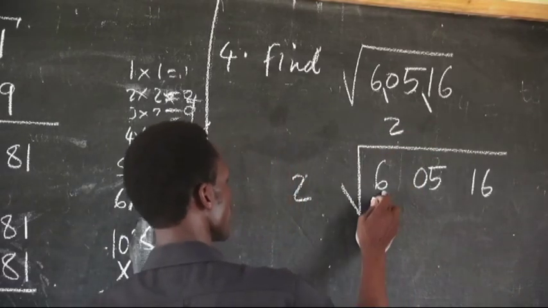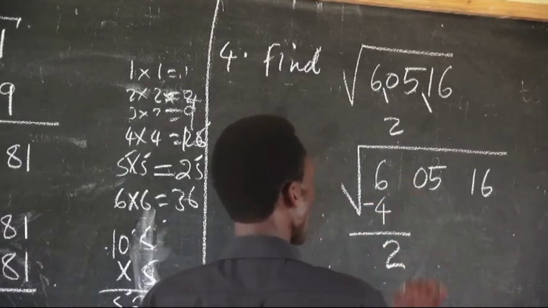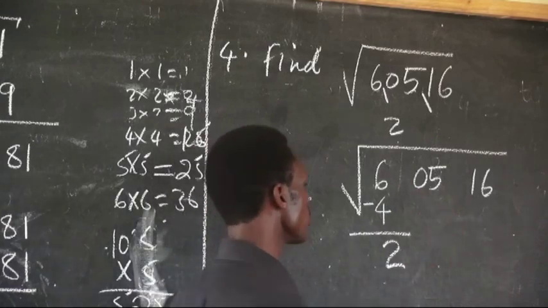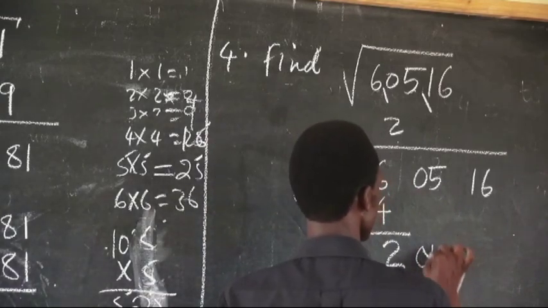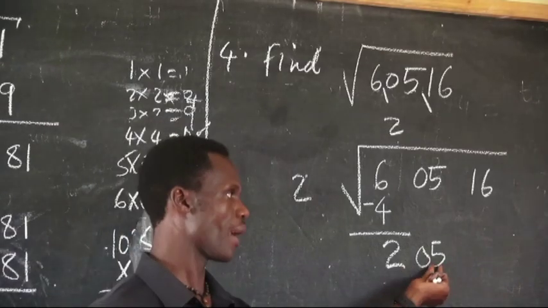And 9 is greater than 6. Now it is 4. Now minus, here it is 2. Now after you have got the remainder here, you drop the second group, which is 0, 5. Group of numbers, 0, 5. It is 205, that is to say 205.